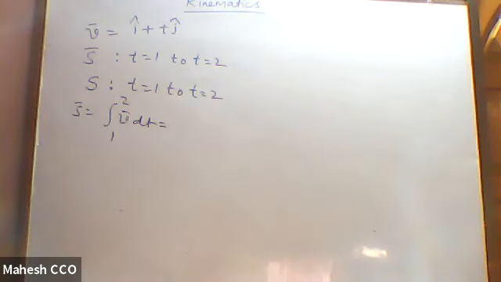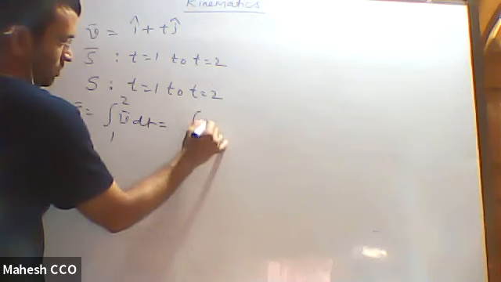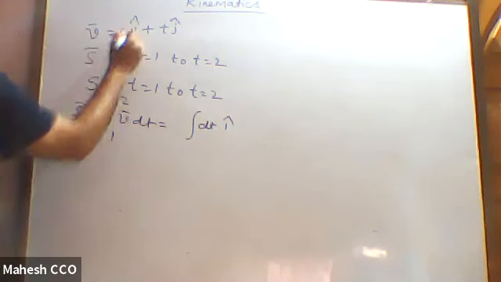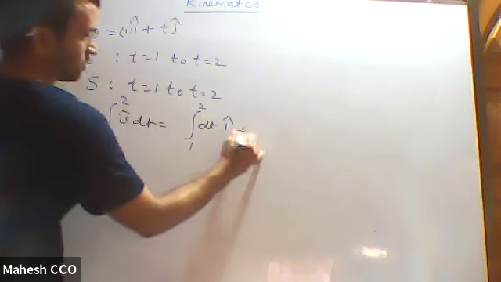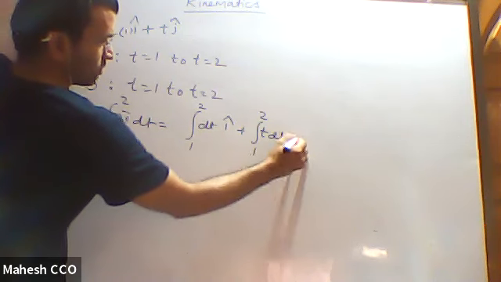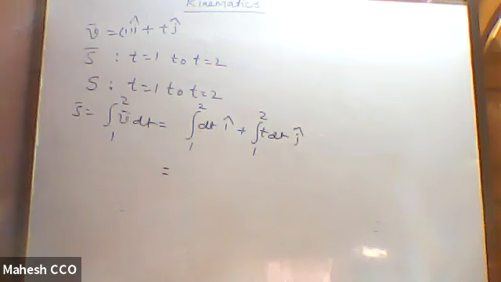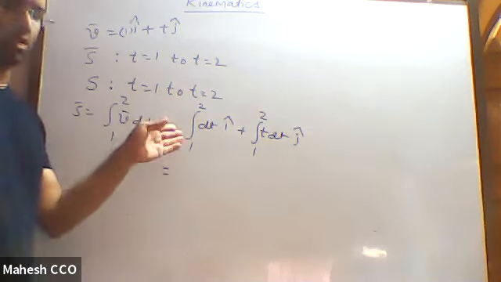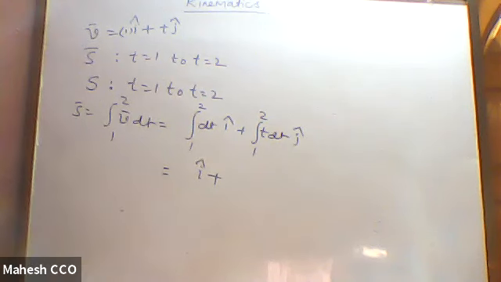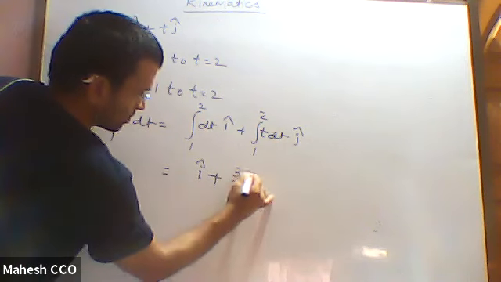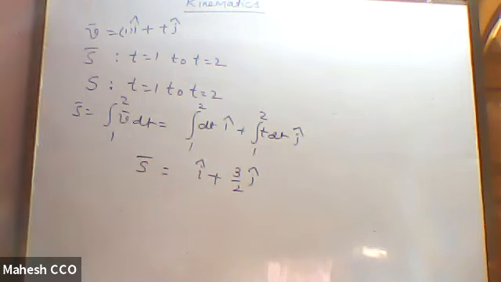S bar is equal to integral v bar dt from 1 to 2, which is, there is nothing here, 1 only. So 1 into dt is dt only. Integral dt from 1 to 2 i cap plus integral t dt from 1 to 2 j cap. So integral dt from 1 to 2 will be 2 minus 1, which is 1, plus integral t dt from 1 to 2, as we have just done, is 3 by 2. This is the displacement in the interval from t equal to 1 to t equal to 2.